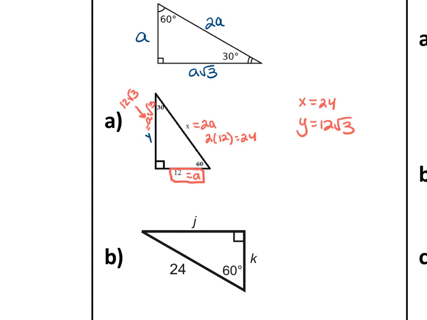Yeah, they're going to move, so you got to get used to it. So wherever the 30 is, opposite 30 is the A. Opposite the 60 is A root 3. Opposite the 90 is 2A.